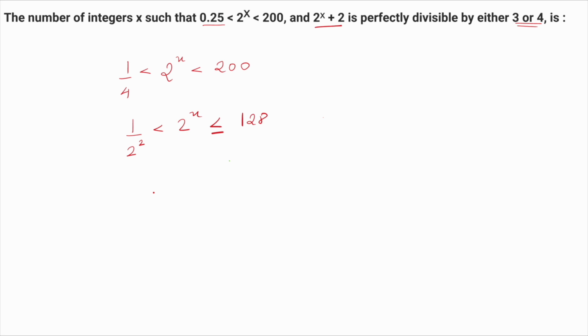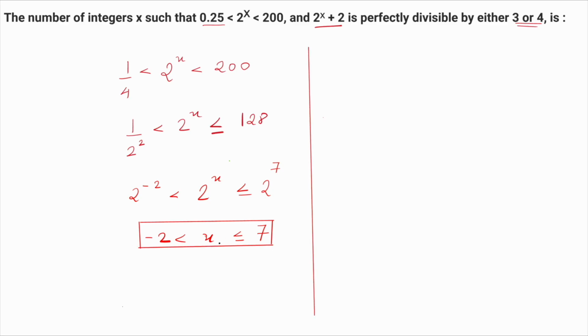Further, 1 upon 2 square is like 2 raised to minus 2. It is less than 2 raised to x, which is less than or equal to 128, which is actually 2 raised to the power 7. Now 2 raised to x is greater than 2 raised to minus 2. So x has to be definitely greater than minus 2. And 2 raised to x can be less than or equal to 2 power 7 also. That means x can be less than or equal to 7 as well. So from here I get a range of possible values of x. X is greater than minus 2 but x is less than or equal to 7.